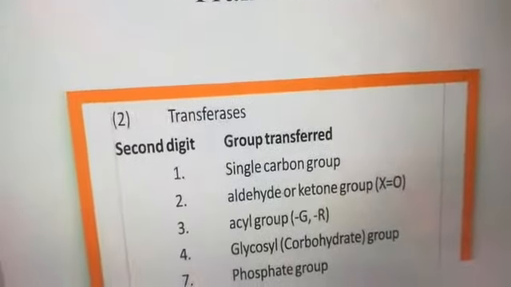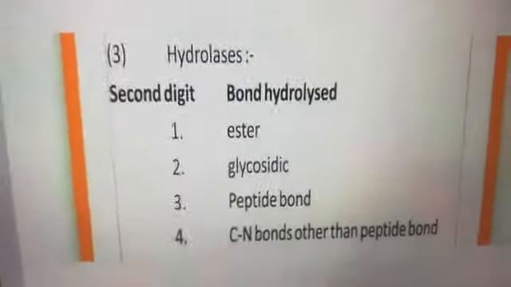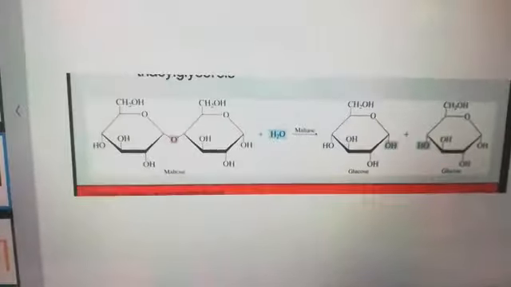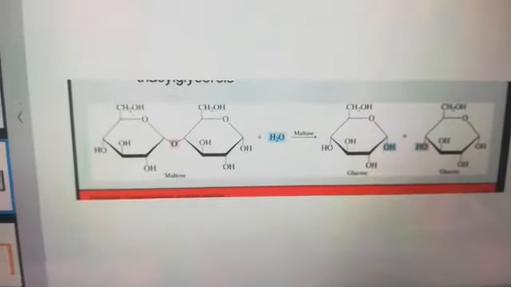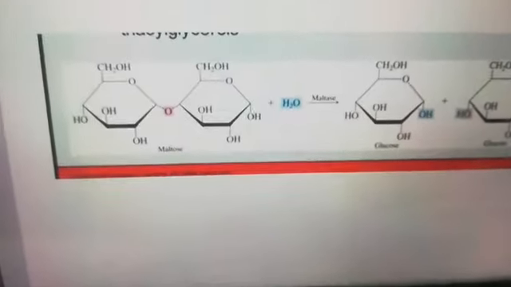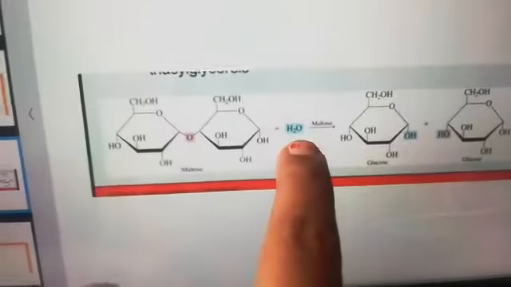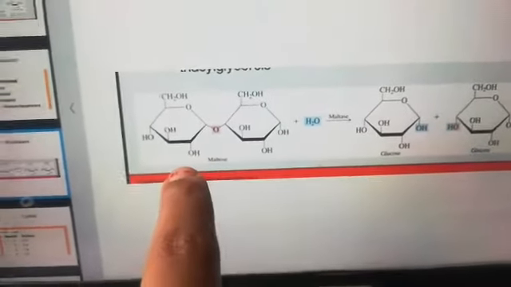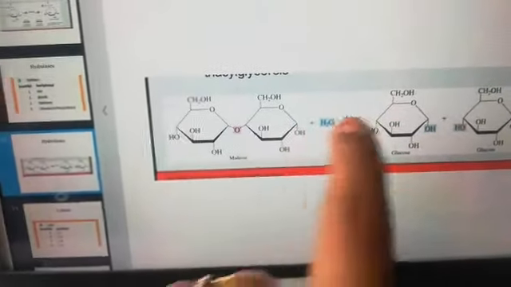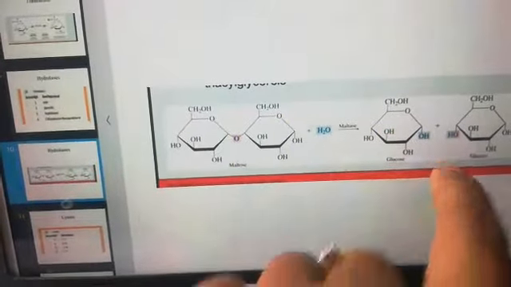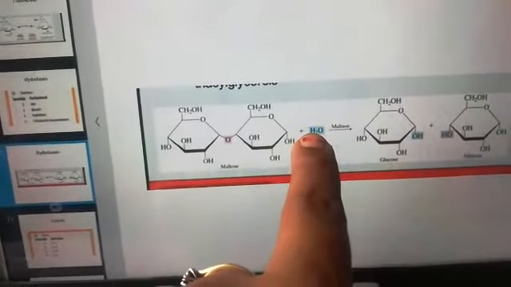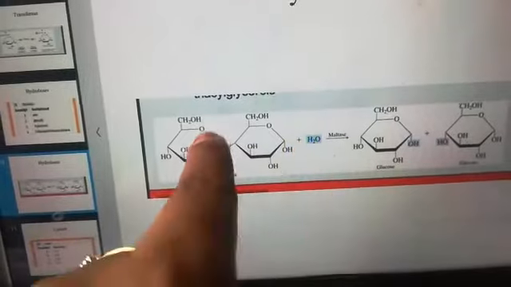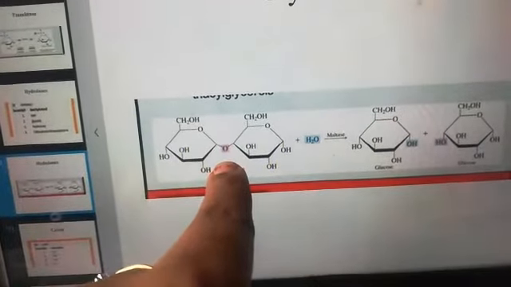Now coming to the third class of enzyme, that is hydrolases. Hydrolases are the enzymes which are going to break down a bond. For example, in this case I have considered the enzyme maltase. Maltase is going to break down a disaccharide, maltose, into individual glucose units. Now how does it work? It is going to use one molecule of water and then it is going to break down the glycosidic linkage.